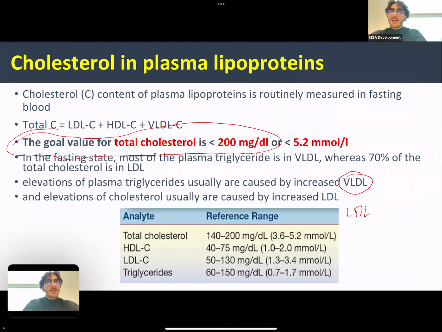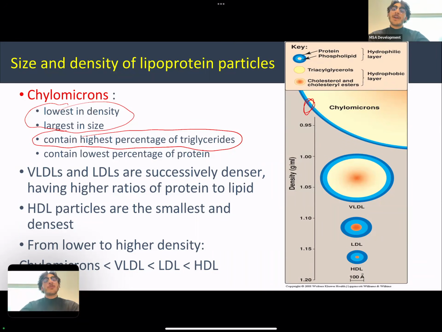But if we go back to this slide, they tell us that elevations of plasma triglycerides usually are caused by increased VLDLs. So how come here they're talking about VLDLs having to do with increased plasma triglycerides, but here they say that chylomicrons are actually the ones that have the highest percentage of triglycerides? Well, think about it this way. Chylomicrons we obtain from our diet. So when we have some sort of disease that would increase our plasma triglycerides, this would have nothing to do with our diet, because the chylomicrons are based directly on diet, and they're not based on plasma triglycerides.